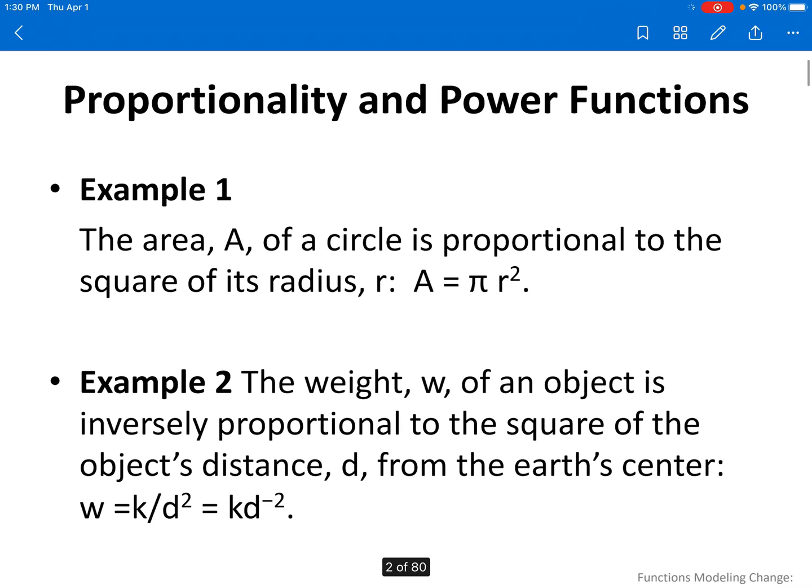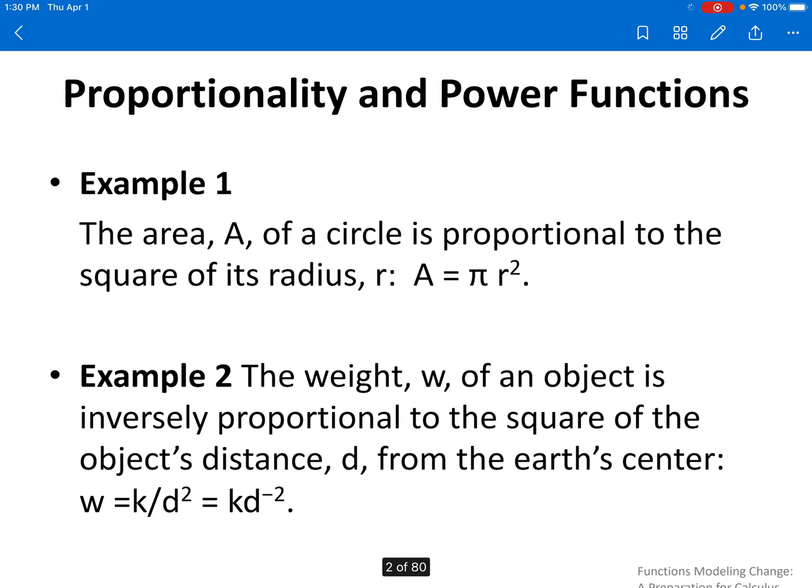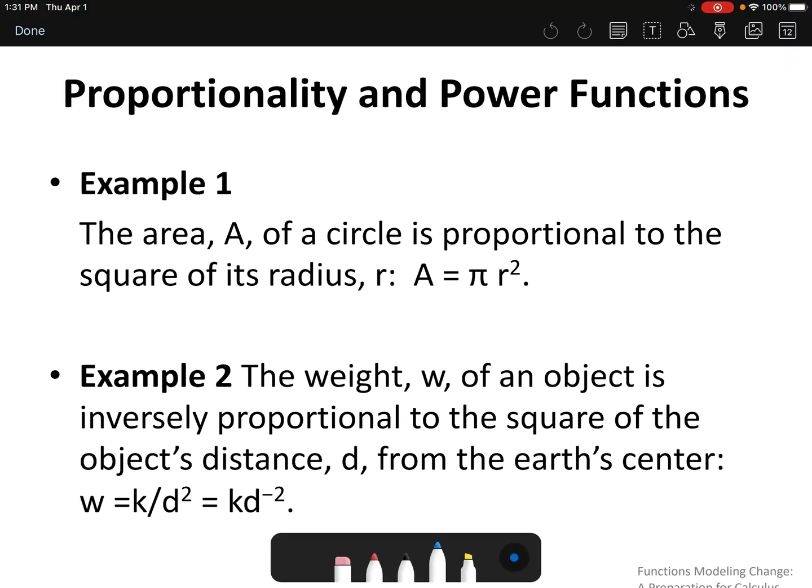So first of all, what is a power function? Well, a power function is either directly proportional or indirectly proportional. Here are two examples. The area of a circle is pi r squared. Well, this is a directly proportional function, but it is called a power function because it is in the form a constant, a variable, and a power. Now this one, example 2, is inversely proportional because it's a division problem.